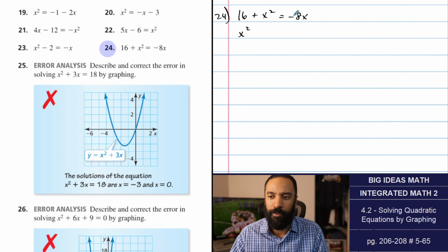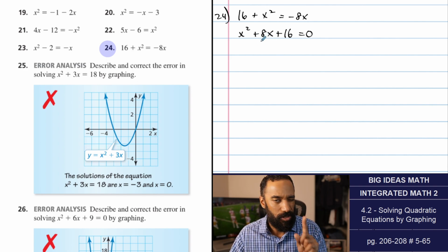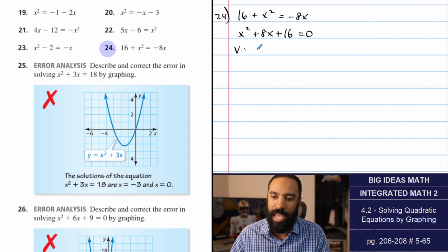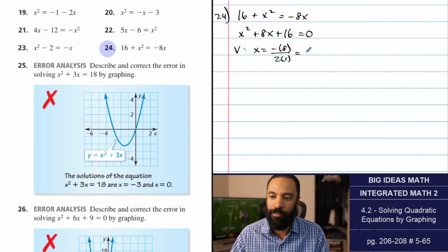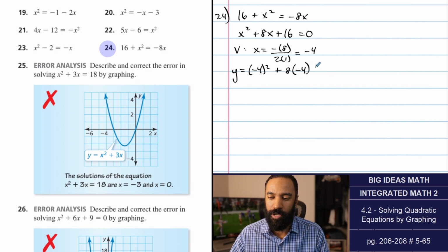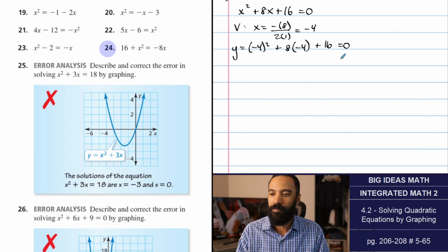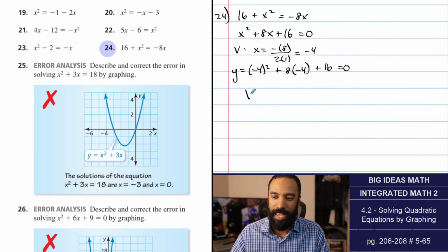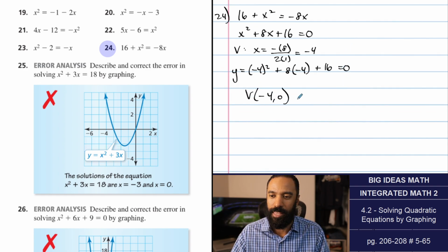X squared term's got to go first. Let's add 8x over to this guy, and plus 16 is 0. Looks like a perfect square trinomial. Looks like there's only one solution. The vertex x value is negative b over 2a, which is negative 4, the only x value. The y value will be negative 4 squared, 16, plus 8 times negative 4, minus 32 is negative 16, plus 16 is 0. So your vertex is at negative 4, 0 on the x-axis.